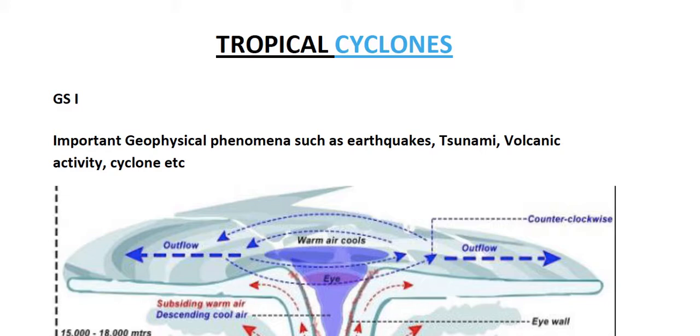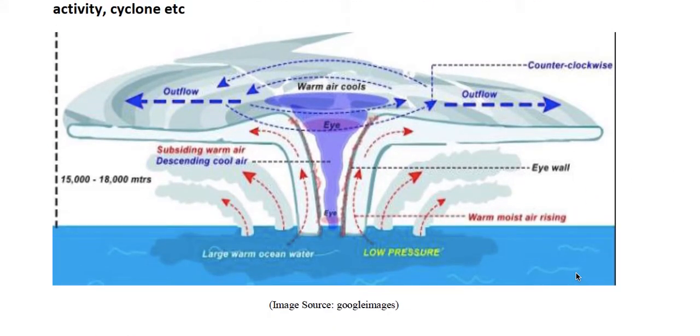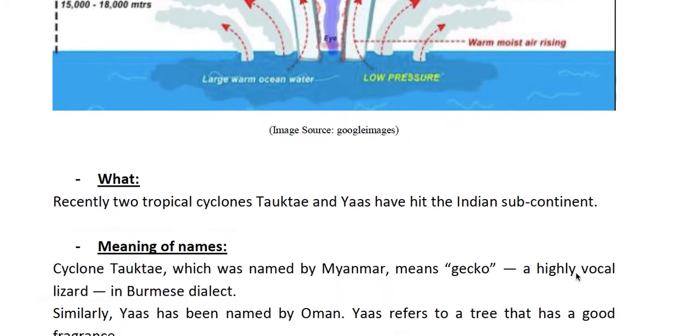Today we will be discussing tropical cyclones. It relates to GS paper 1, important geophysical phenomena such as earthquake, tsunami, volcanic activity, cyclone, etc. So here is the diagram of cyclone formation. We will come to this later.